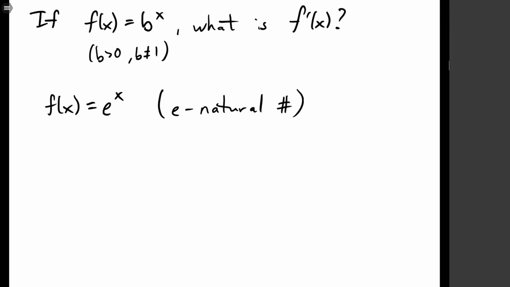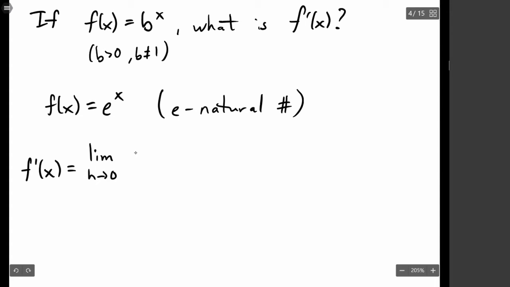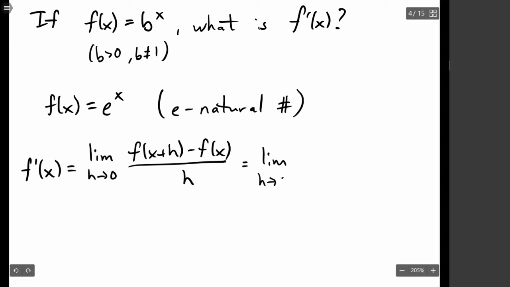So we have to go back to the definition. F prime of x, we're going to go back to the definition here. Limit as h goes to 0 of f of x plus h minus f of x over h. Okay, so let's plug all this stuff in. As h goes to 0, this is e to the x plus h minus e to the x over h.